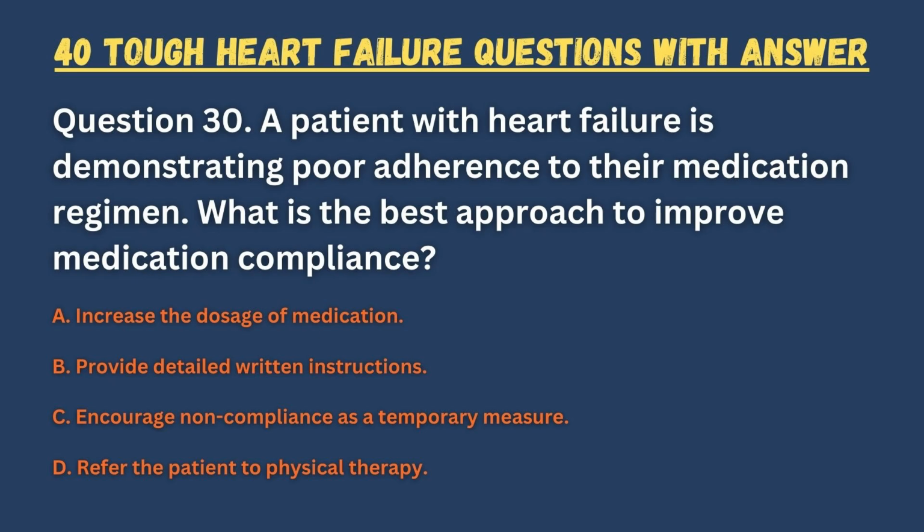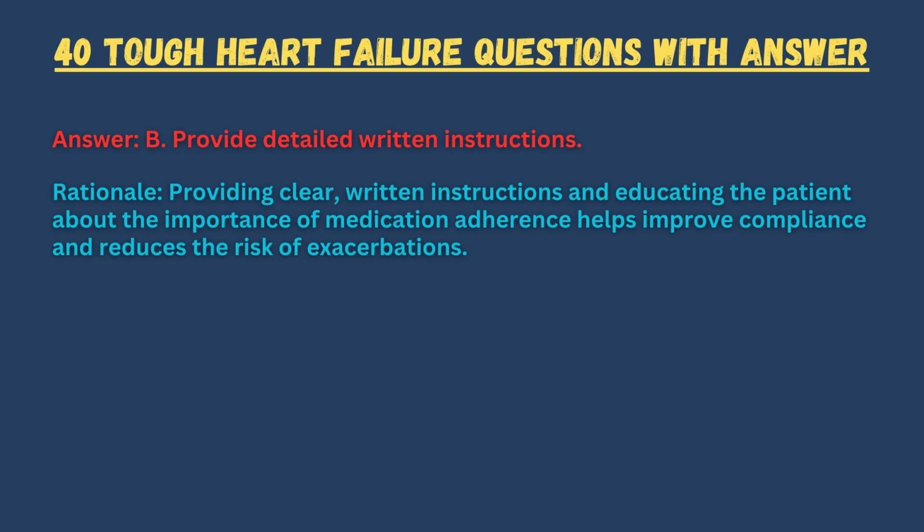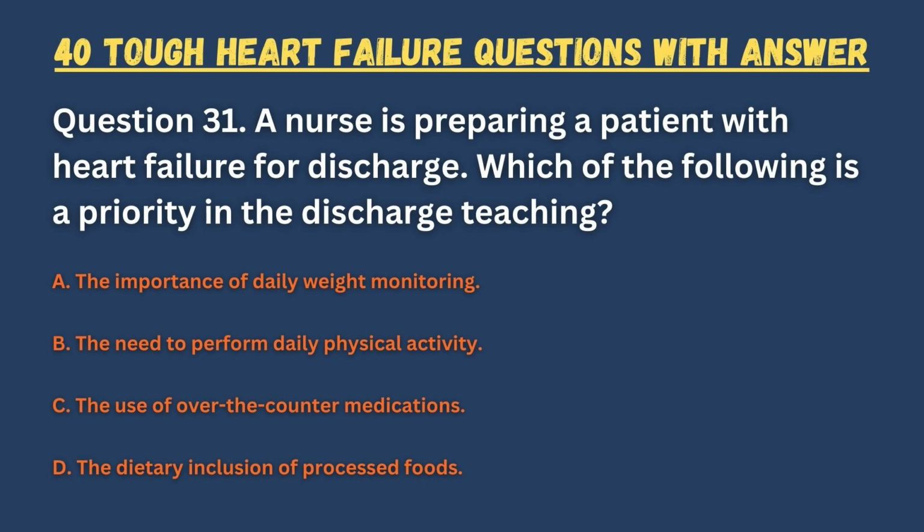Question 30. A patient with heart failure is demonstrating poor adherence to their medication regimen. What is the best approach to improve medication compliance? A. Increase the dosage of medication. B. Provide detailed written instructions. C. Encourage noncompliance as a temporary measure. D. Refer the patient to physical therapy. Answer: B. Provide detailed written instructions. Rationale: providing clear, written instructions and educating the patient about the importance of medication adherence helps improve compliance and reduces the risk of exacerbations.